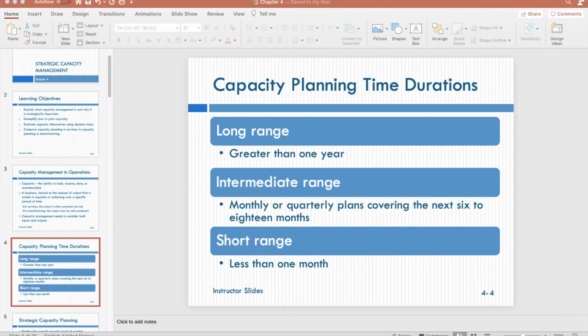And then the intermediate range capacity planning is not that specific. It still considers the general mission of our firm, but it is a little bit more specific compared to long range capacity planning. That's why when we're talking about the intermediate range, we're talking about monthly or quarterly plans. And then the most specific type, which we call short range capacity planning, always deals with the daily and weekly plans. So the key point here is quite simple.